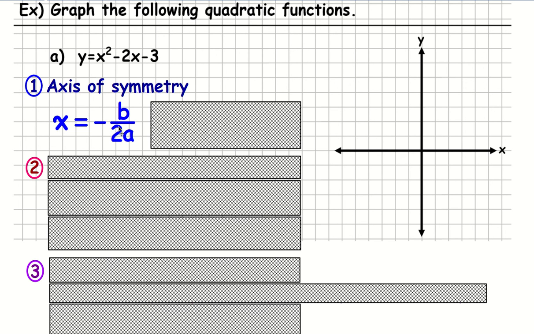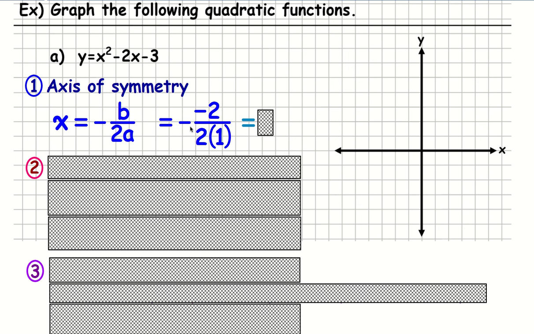-b over 2a. Where are you going to get the b? Where are you going to get the a? From your standard form equation. Remember it went ax squared plus bx plus c. So our b value was -2, and our a value is going to be 1, which is invisible, but it's there: 1x squared. So again, we have a negative that's built into the formula, then the b value was -2, and the a value is 1. When you crunch all this together, -2 divided by 2 is -1, but then you have a negative out in front, so the final answer is +1. So the formula did its job.